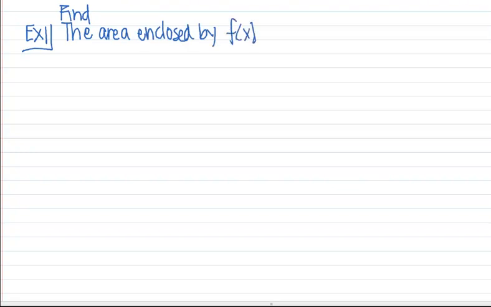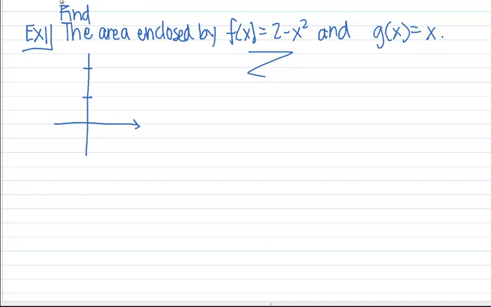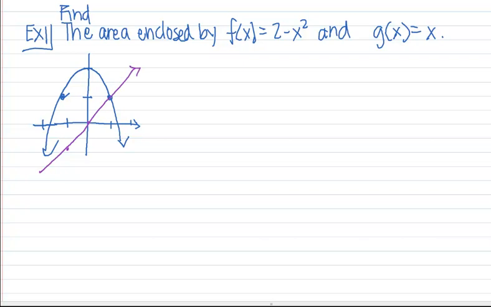Alright, we're now going to take a look at a few examples. So the first one, I want us to find the area enclosed by f of x equals 2 minus x squared and g of x equals x. F of x is going to be a parabola that opens down, shifted up by 2, and g of x equals x is going to be a line, and so they're going to intersect somewhere.